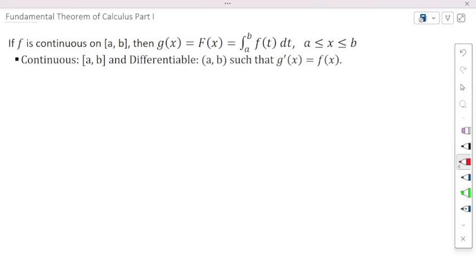Now in this one we are going to actually do a proof using the Fundamental Theorem of Calculus part 1. So how are we going to start with this? First of all, let's look at the definition.